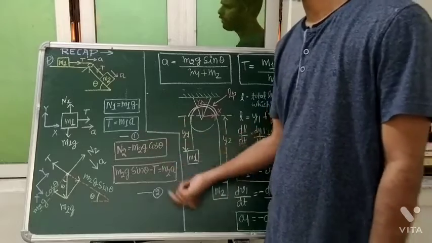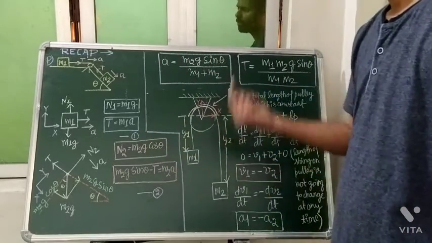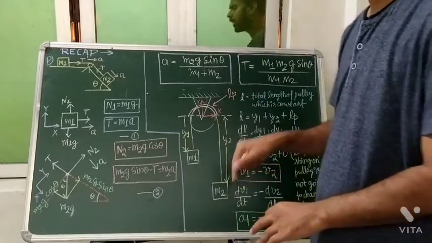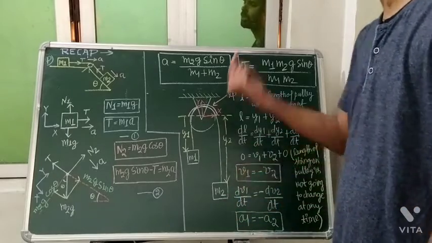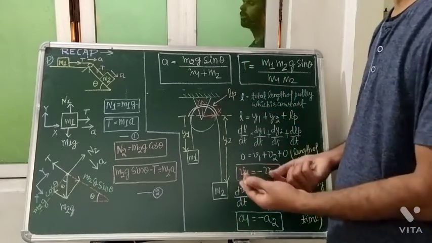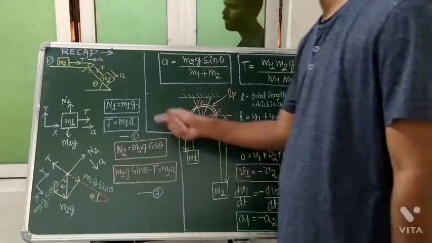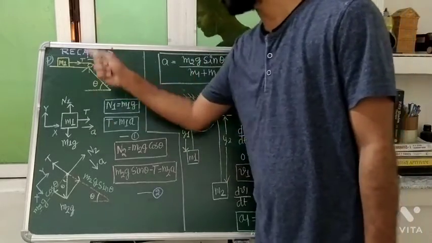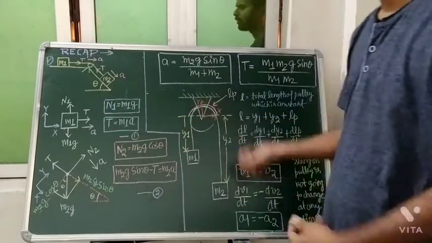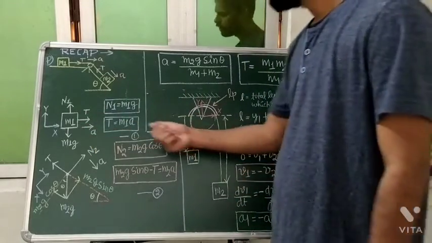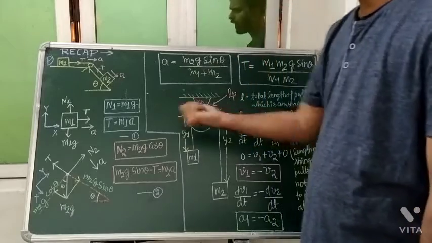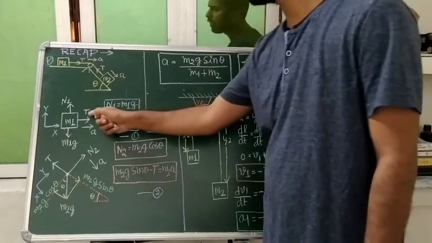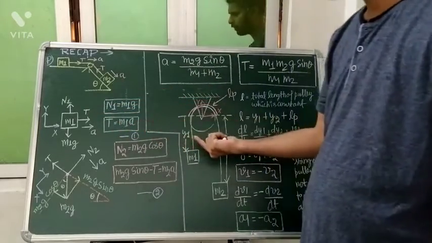So of course, we apply Newton's second law. In the y direction, since there is no acceleration present in the y direction, the second law becomes the first law, and our normal will be equal to m1g. So N1 equals m1g. And when we apply Newton's second law in the x direction, our T was coming equal to m1a.